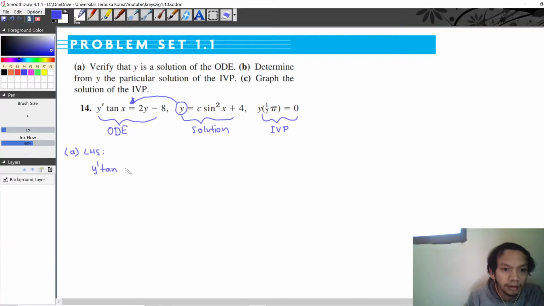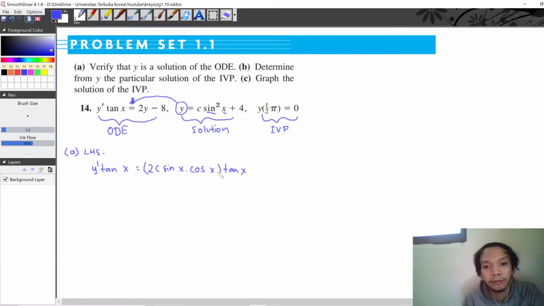tangent x. Okay, now we need to find y prime. We have c sine squared x. So first we need to differentiate this by using the power rule. So we will have 2c of sine x. But because of the chain rule, we need to differentiate this function sine x and multiply them here. So we have cosine x here. And remember that we need to multiply this by tangent x.